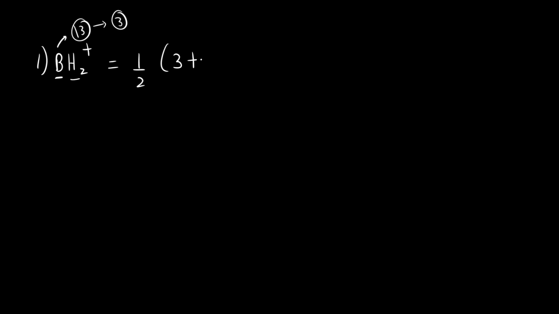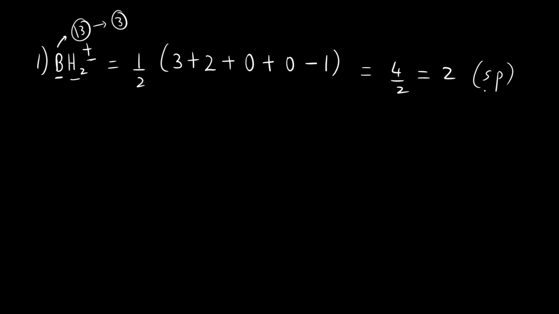So half into valence electron is 3. Plus, are there any hydrogen? Yes, 2 hydrogen. Plus, are there any halogens? No, 0 halogen. Plus, are there any negative charges? No. Is there any positive charge? Yes, there is one positive charge. So we'll write -1. 3 plus 2, 5. 5 minus 1, 4. 4 divided by 2, the answer is 2. 2 means hybridization is sp, that is 2 orbitals. What will be the geometry? Geometry is linear.